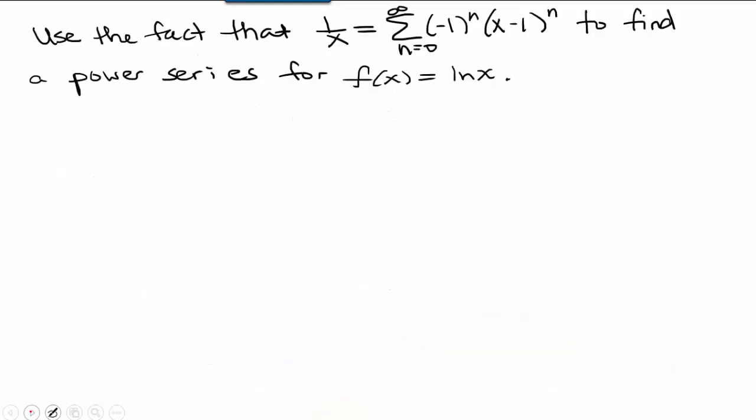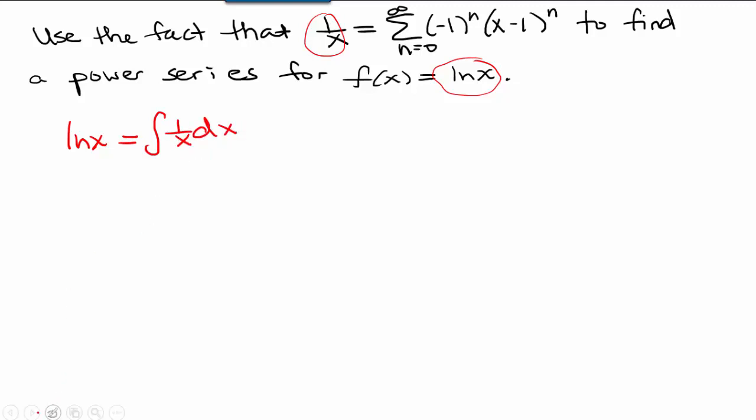All right, next we're going to use the fact that 1 over x can be written as the series n equals 0 to infinity, negative 1 to the n, x minus 1 to the n, to find a power series for f of x equals natural log of x. So what's the relationship between the natural log of x and 1 over x? Well, we know that one is the derivative of the other, or another way of saying it is that the natural log is the antiderivative of 1 over x. So notice that the natural log of x is equal to the antiderivative of 1 over x dx.